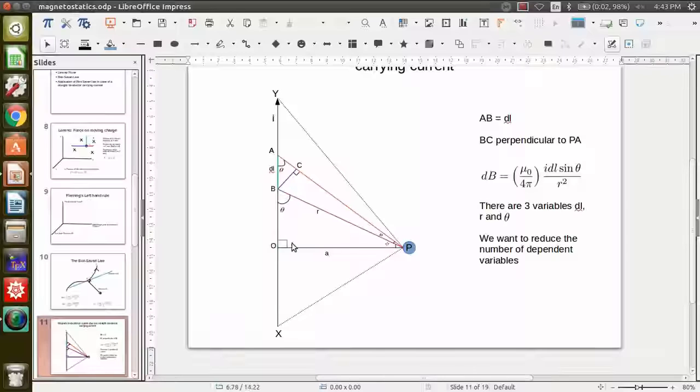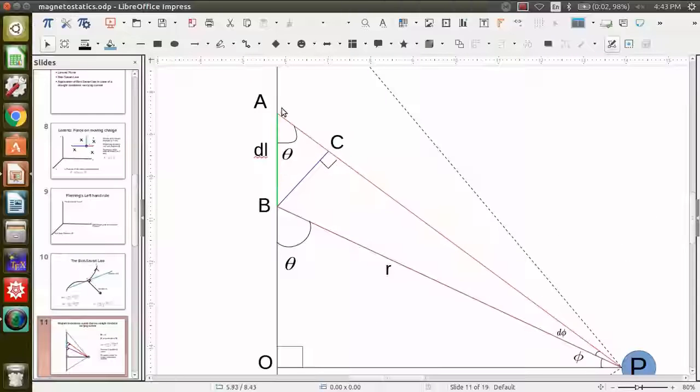Suppose we draw a straight line, A, which is perpendicular to this straight wire, and this is the shortest distance between this point and this wire, which is given by A. Now we consider a small line element dl, which is given over here by a green line.